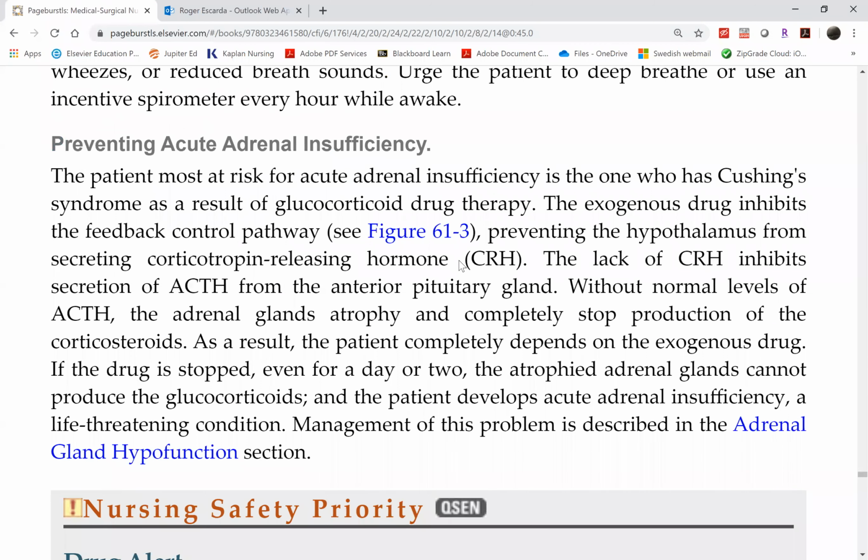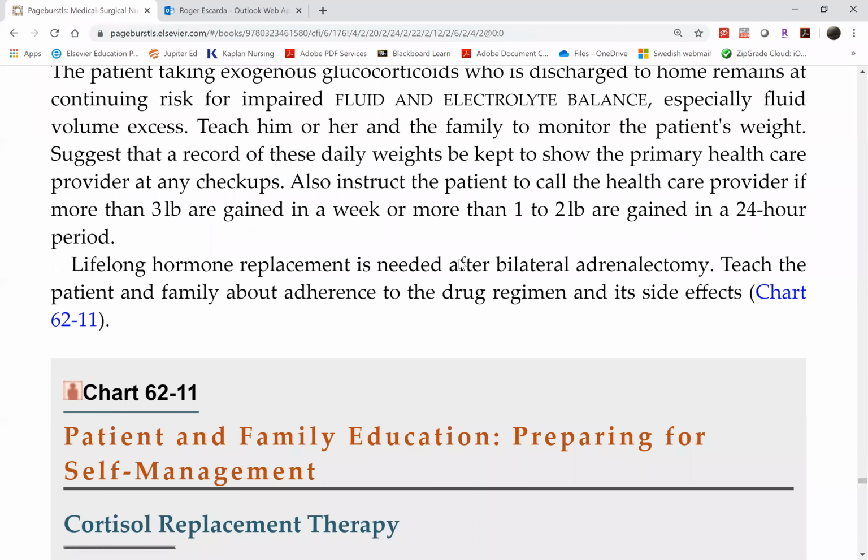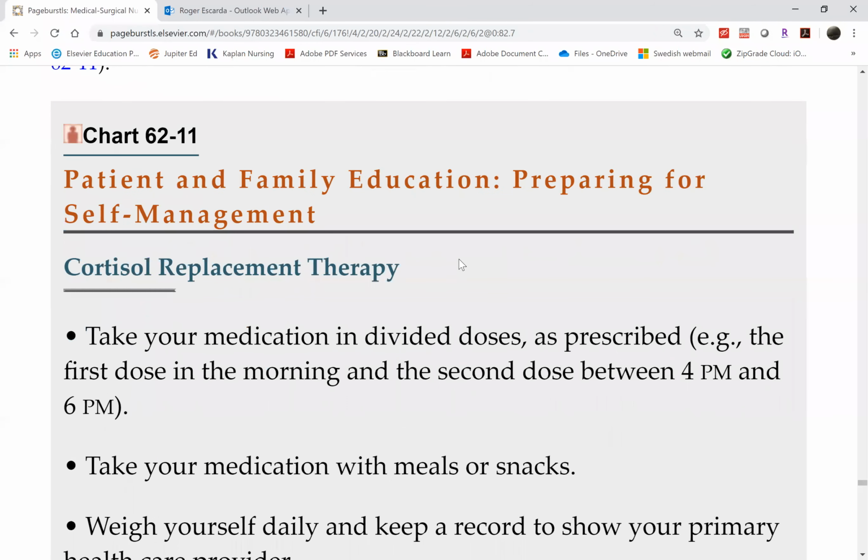And preventing acute adrenal insufficiency, you should know this already. We started with this earlier. And there's one more chart here, and then that should be it. So 62-11 is similar to 62-9. 62-9 enumerated the hormone replacement therapy. This one is a continuation.